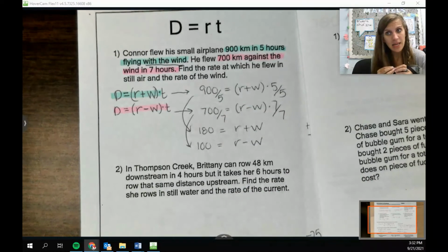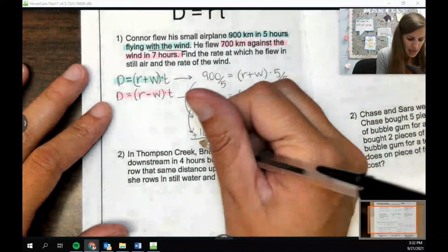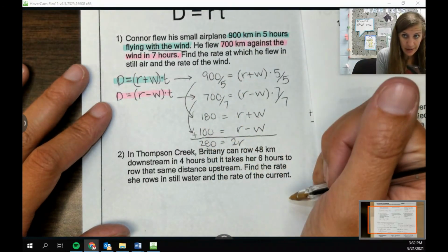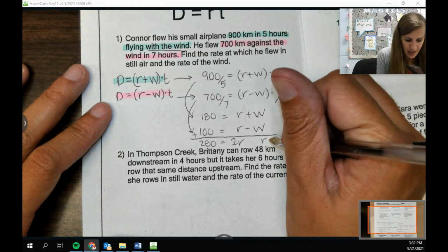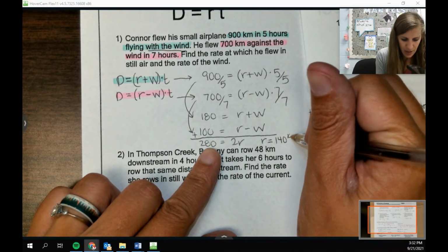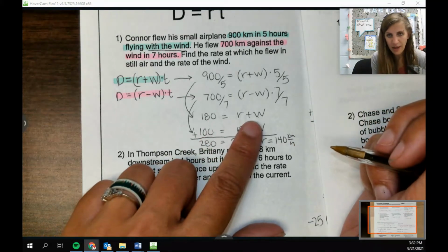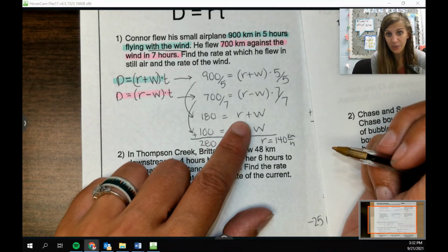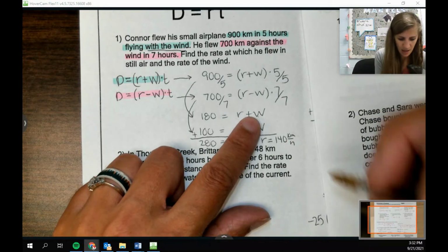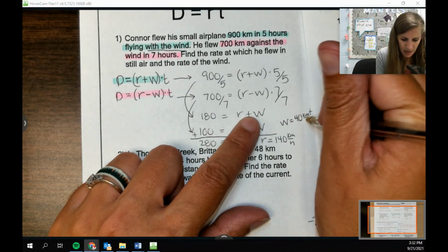And now I really am set up perfectly to eliminate, because if I add these up right now, I'll get 280 equals 2r, no w's. And so the rate that I am flying is 140 kilometers per hour. And then it's pretty easy to look back right here and notice that the rate, 140 plus something, has to be 180. That something, which is the rate of the wind, is 40 kilometers per hour.